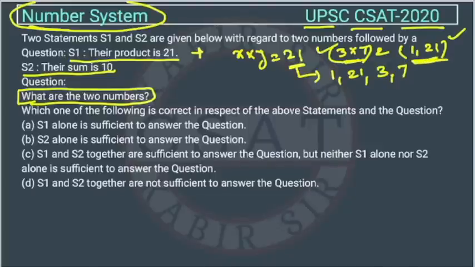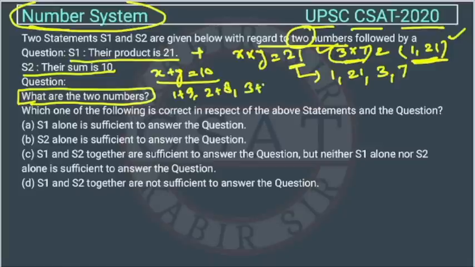Now second statement, their sum is 10. So there are two numbers and their sum they have given is 10, right. Here this is given with regard to two numbers, okay. So don't get confused. So their sum is 10, so there can be many possible values. This can be 1 plus 9, right, 2 plus 8, 3 plus 7. In all these we will get 10, right. So we cannot conclude the numbers, okay. It could be this, right. So there are many possibilities.